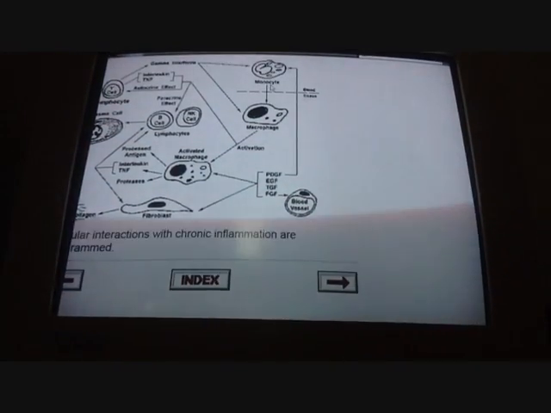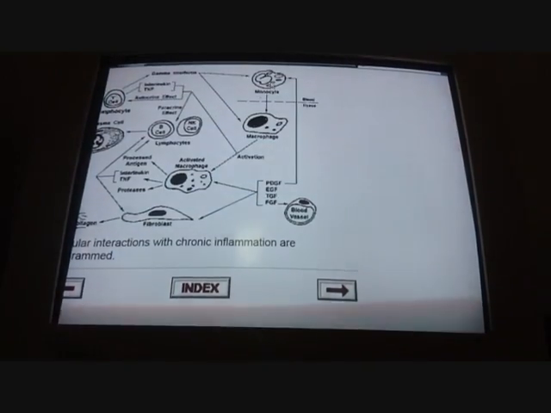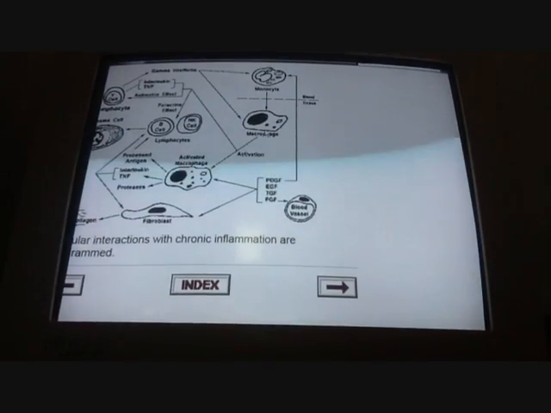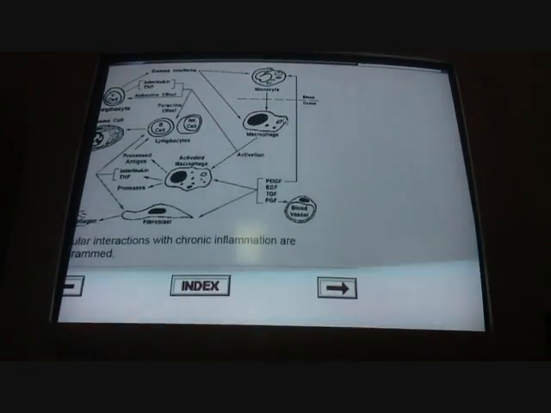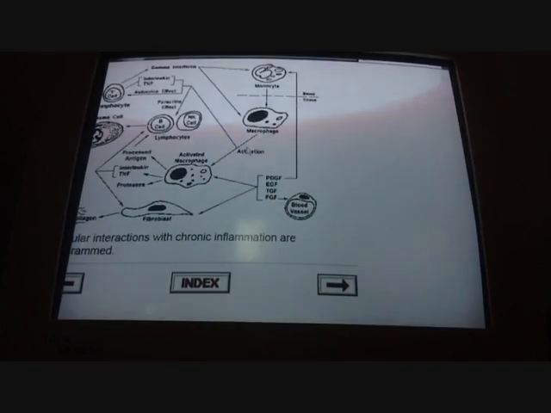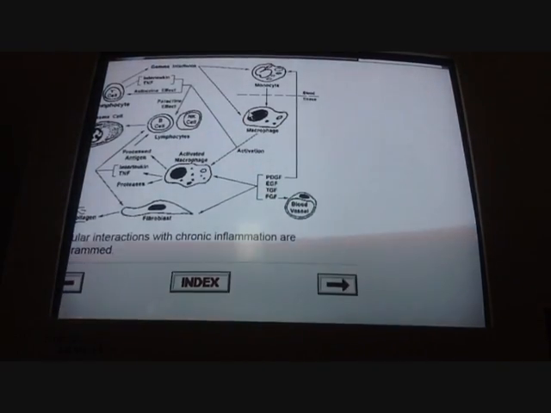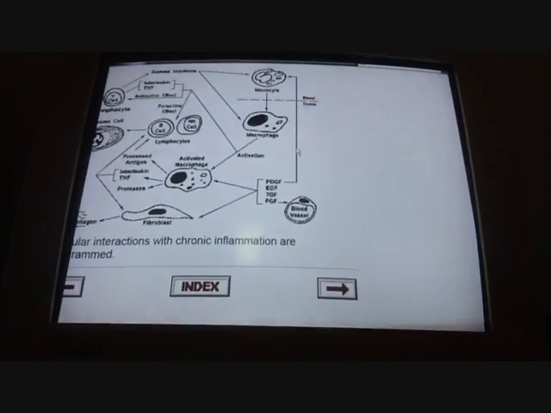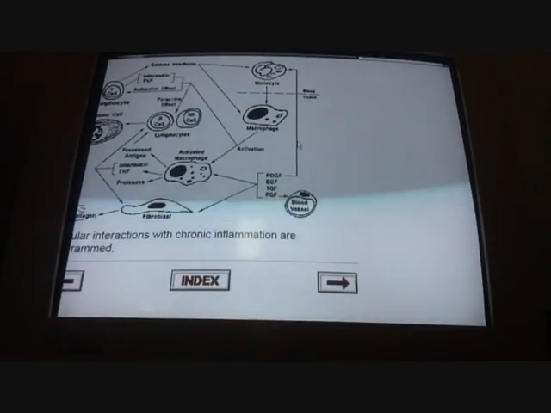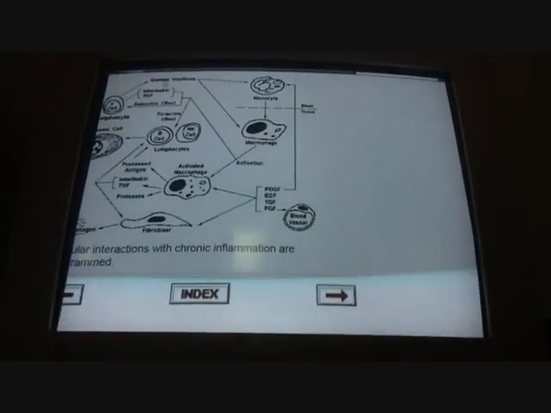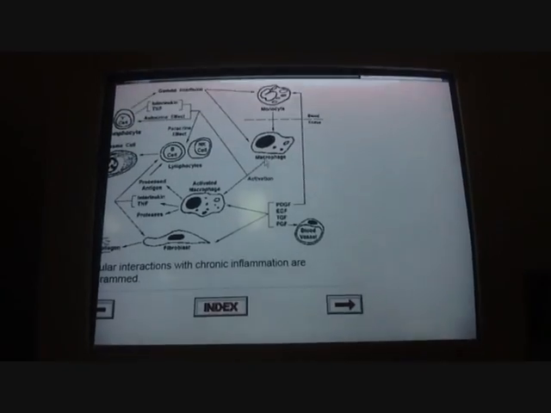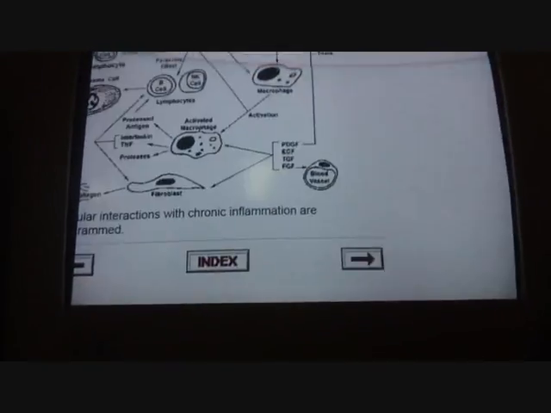The monocytes, when present in a case of chronic inflammation, exit the bloodstream and get into the tissues or into the interstitium. And within the interstitium, they become large, phagocytic cells called macrophages. Those macrophages are activated by the effect of gamma interferon. Gamma interferon, which is secreted in turn by T lymphocytes, causes activation of macrophages.